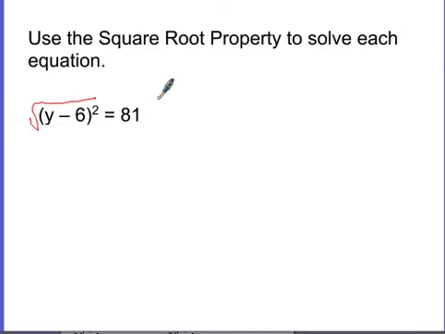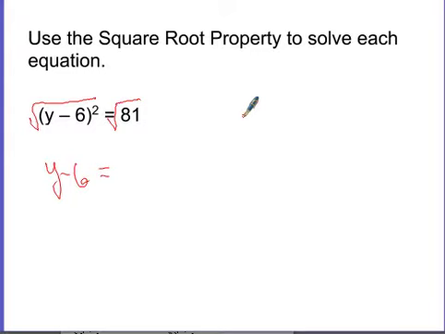Is 81 a perfect square? Yes, so I can take a square root of that. So what is the square root of y minus 6 squared? Y minus 6. What is the square root of 81? 9. Yep, so 9 is correct.